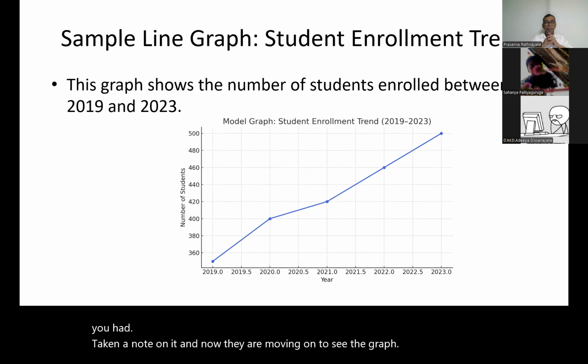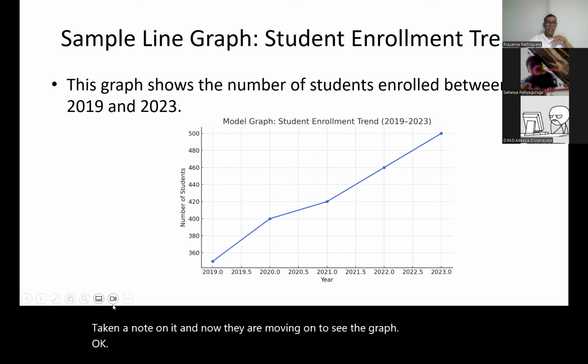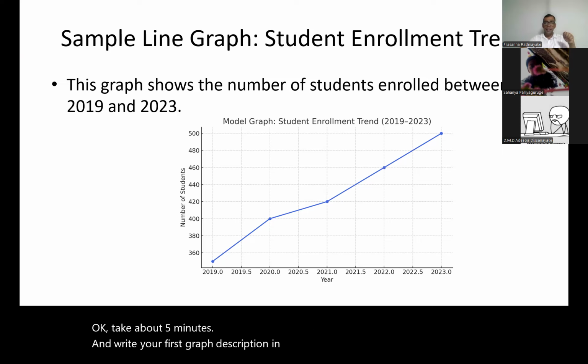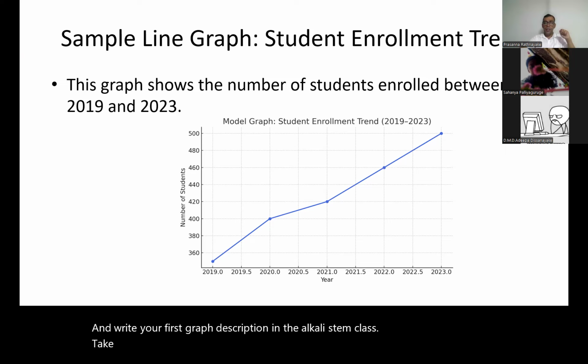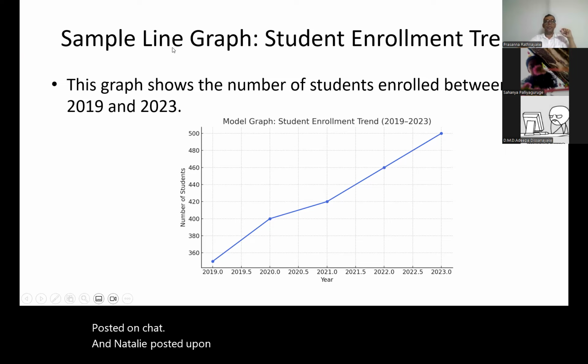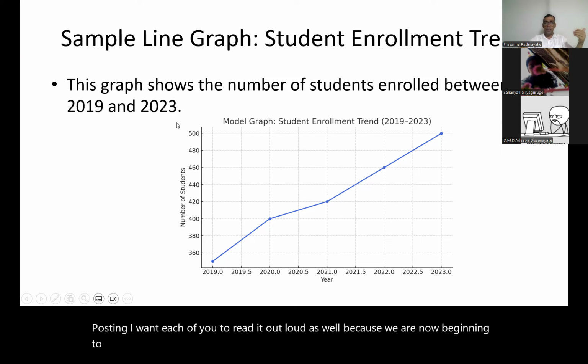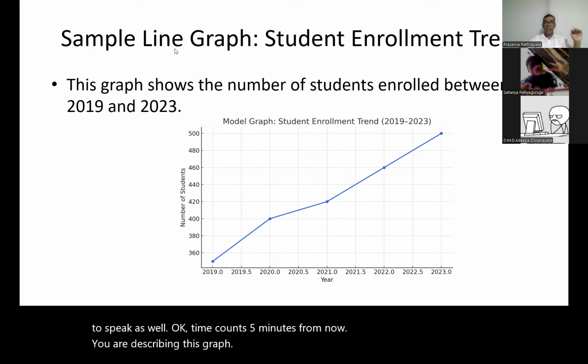Okay. Take about 5 minutes and write your first graph description in the class. Take about 5 minutes, and I want to see your graph description posted on chat. And not only posted, upon finishing your posting, I want each of you to read it out loud as well, because we are now beginning to speak as well. Okay, time counts. 5 minutes from now, you are describing this graph, writing it, and then presenting it.